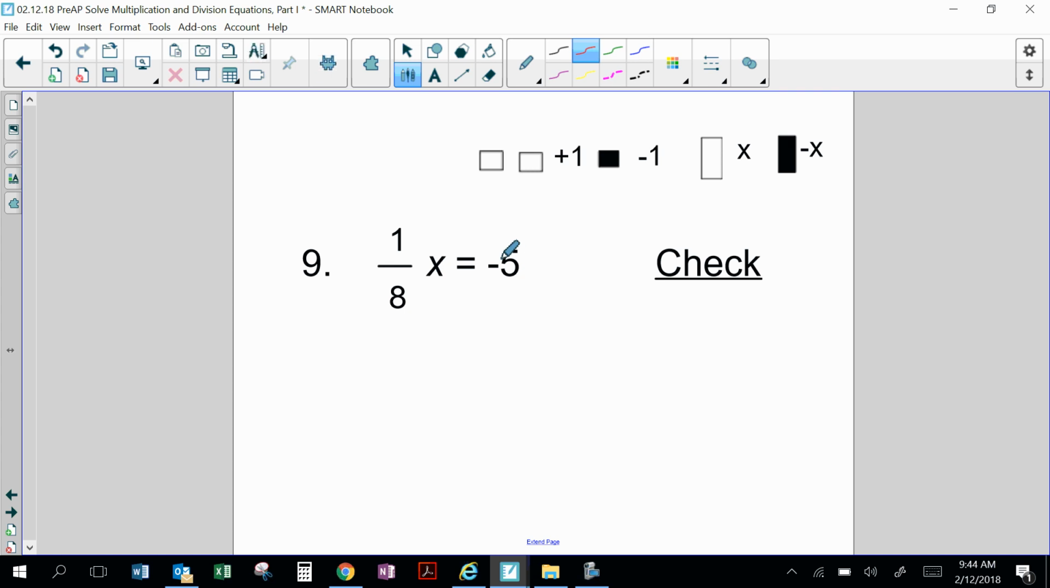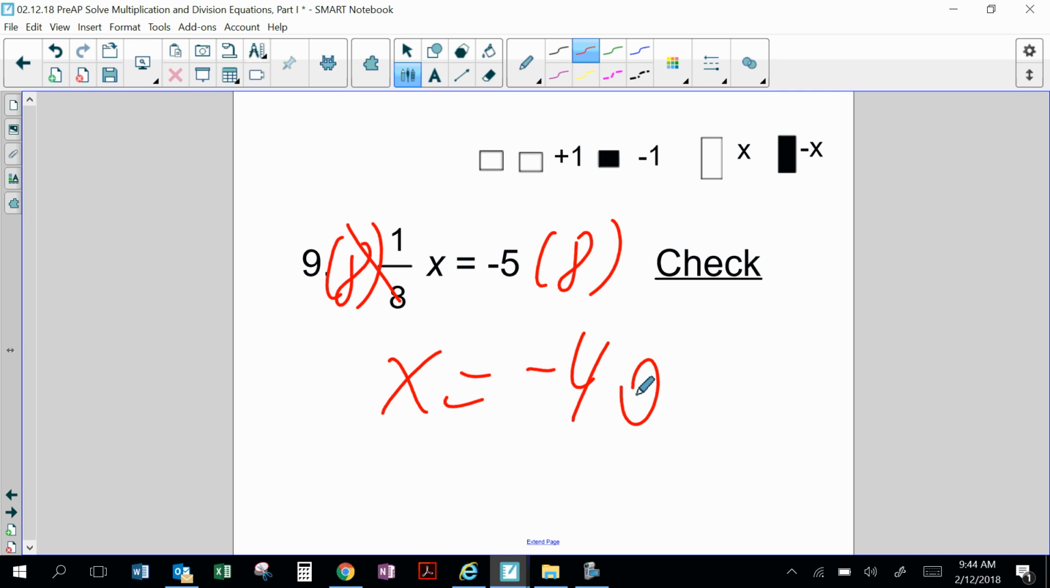1/8 x equals negative 5. Is x isolated on the left side? No, it is not. So what is the relationship here? 1/8 is divide by 8. So the inverse is times 8. I balance it on both sides. An eighth of 8 is 1 whole. So it's 1x equals negative 40.